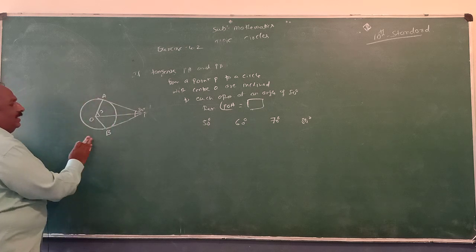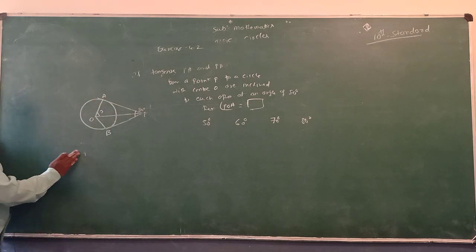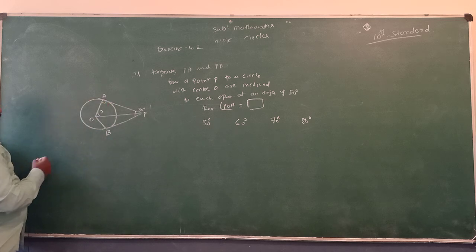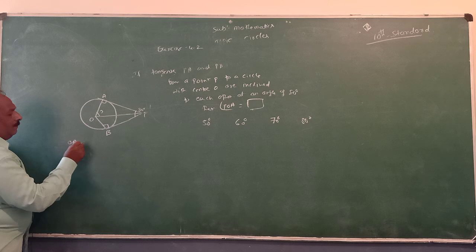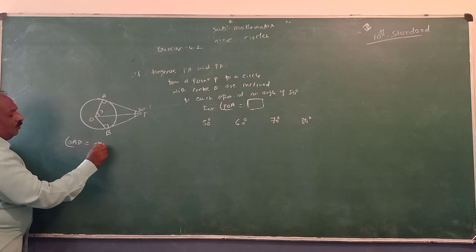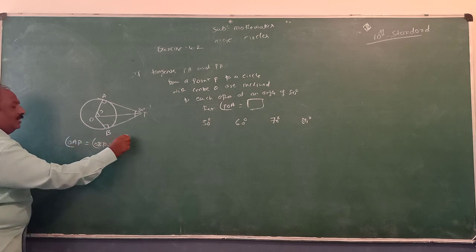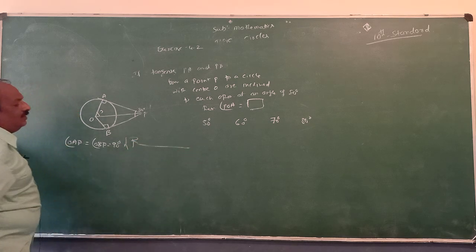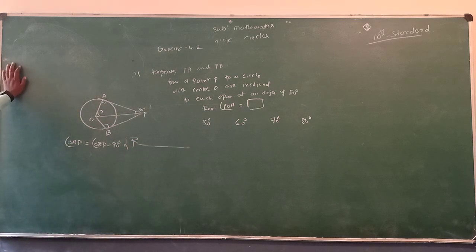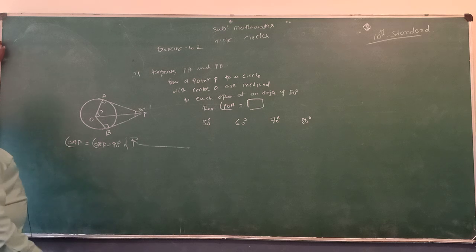This angle is dash. Don't bother about this. This is how much degree? 90 degree. So angle OAP is equal to angle OBP is equal to 90 degrees. You write the reason: radius drawn at the point of contact is perpendicular to the tangent.